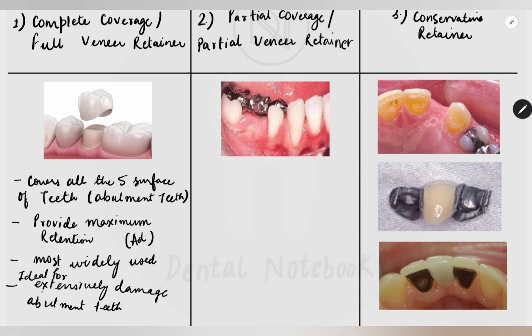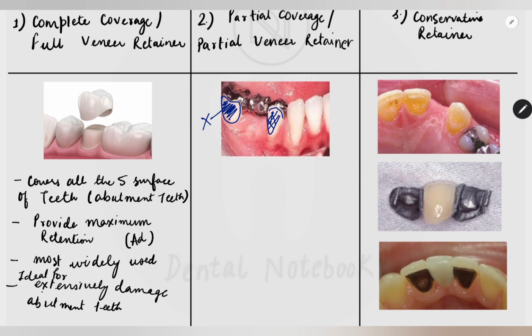Now coming to the partial coverage retainer, or partial veneer retainer. This retainer does not cover the whole surface of the abutment tooth. Here you can see this surface of the abutment tooth is not covered, and it is only partially covered. That's why it is called a partial coverage retainer.